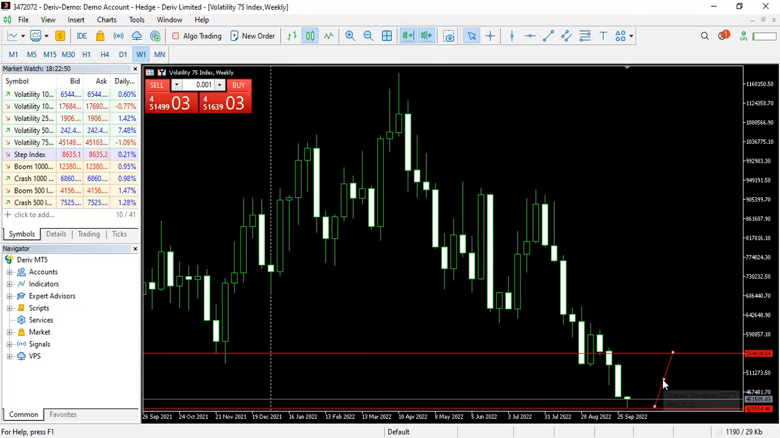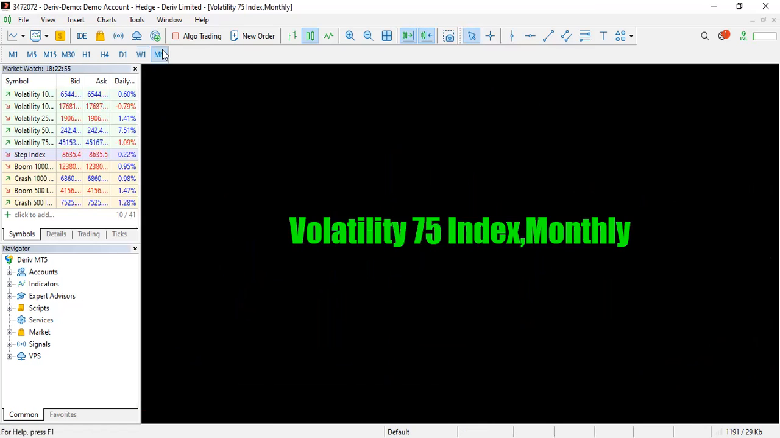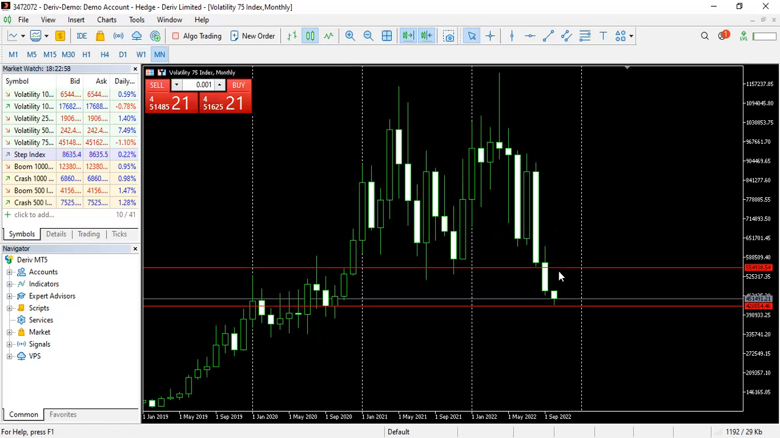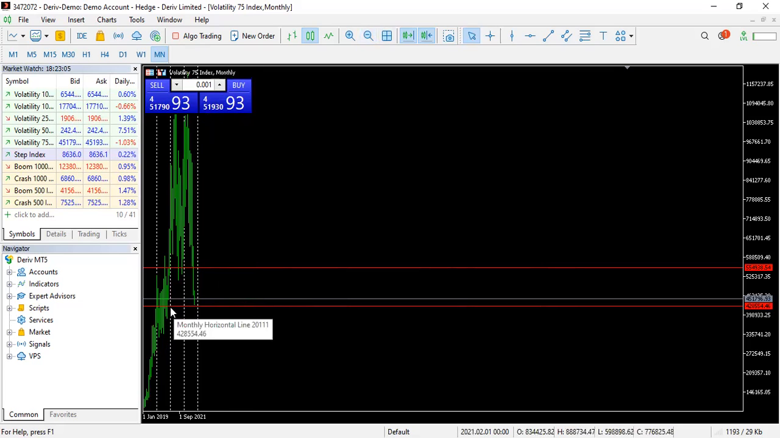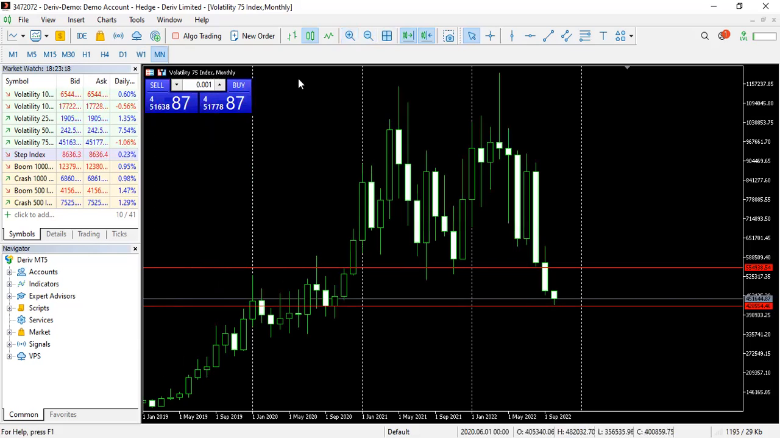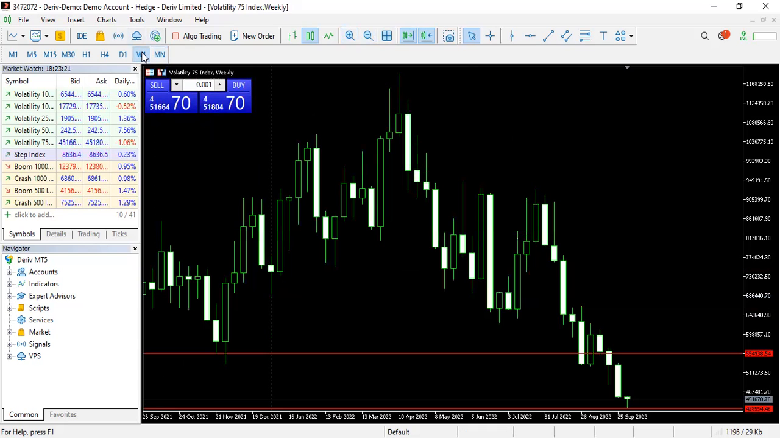Look very well. We are looking at markets. Look at one monthly time frame. This last month was so weak, so let us look at where the monthly support level is. So we are expecting this coming week of V75 to be on, let me look at the weekly time frame. Last week was this, so I'm expecting this week to be rejected.